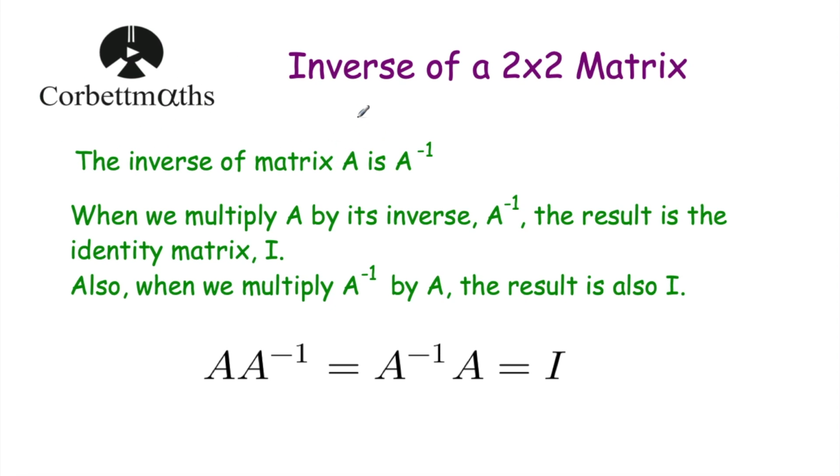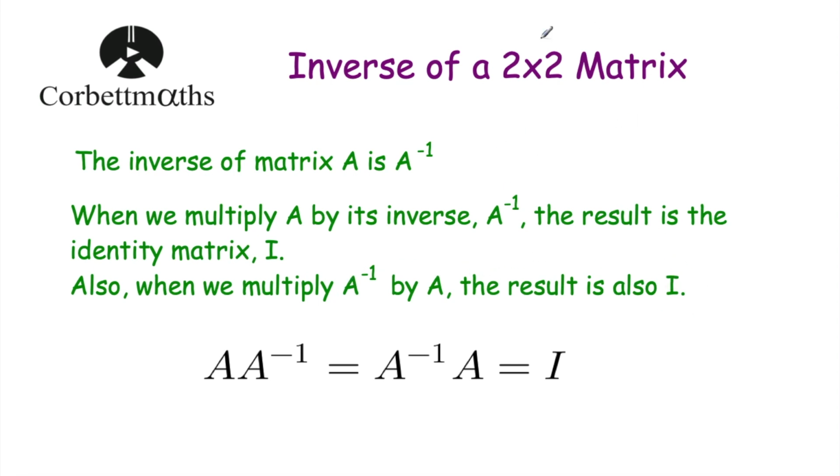In this video, we're going to look at how to find the inverse of a 2 by 2 matrix. So if we've got the matrix A, its inverse is shown as A with a little -1. So that's the inverse of A. And when we multiply the matrix A by its inverse, the result is the identity matrix I. And when we multiply the inverse by A, we also get the identity matrix I.